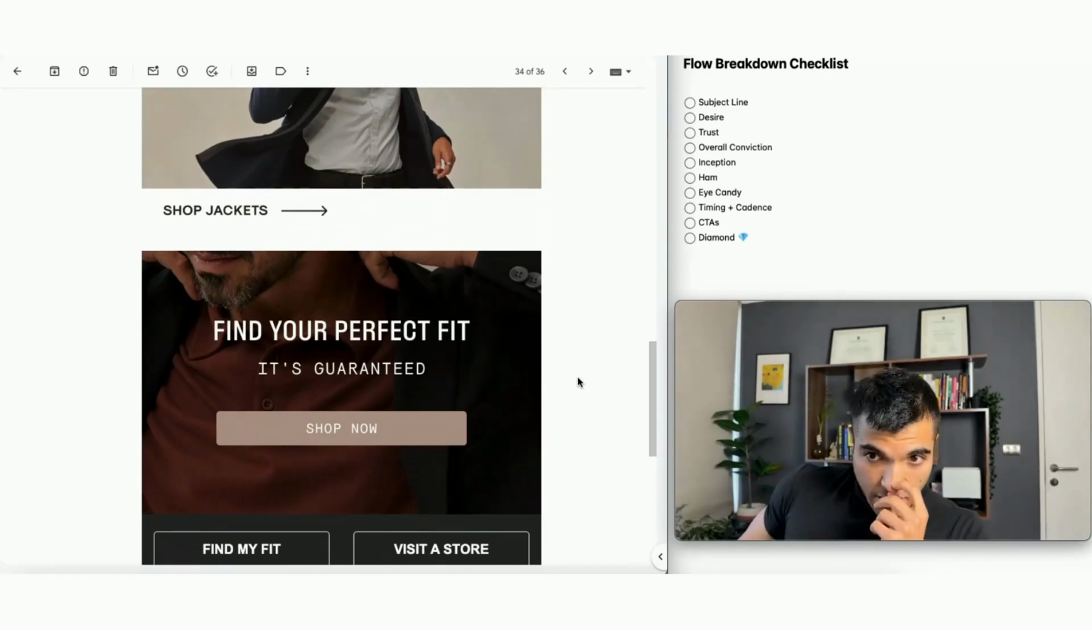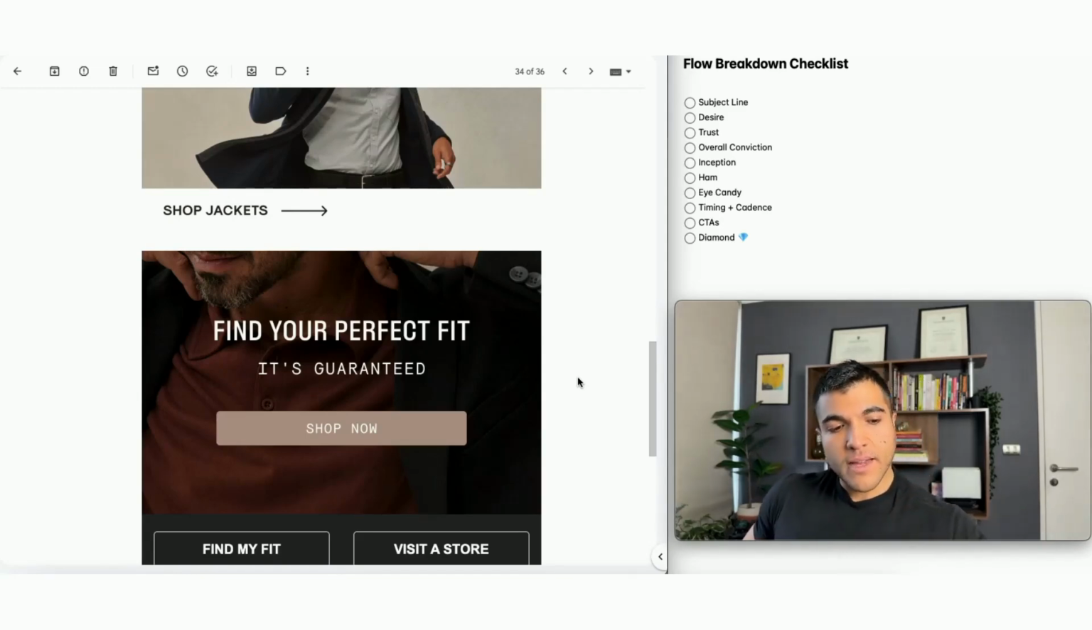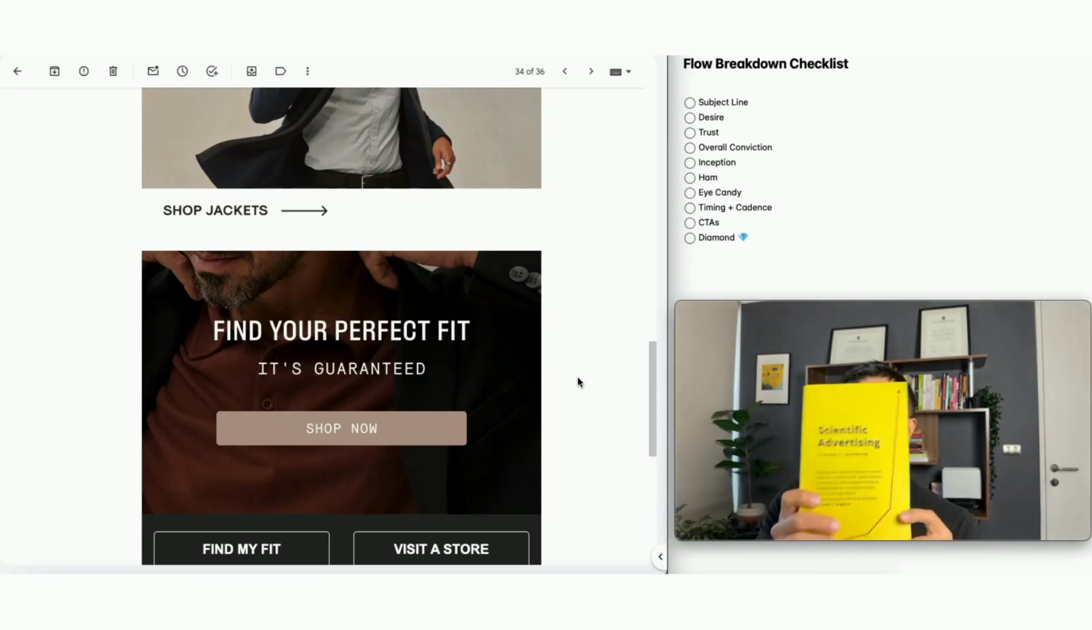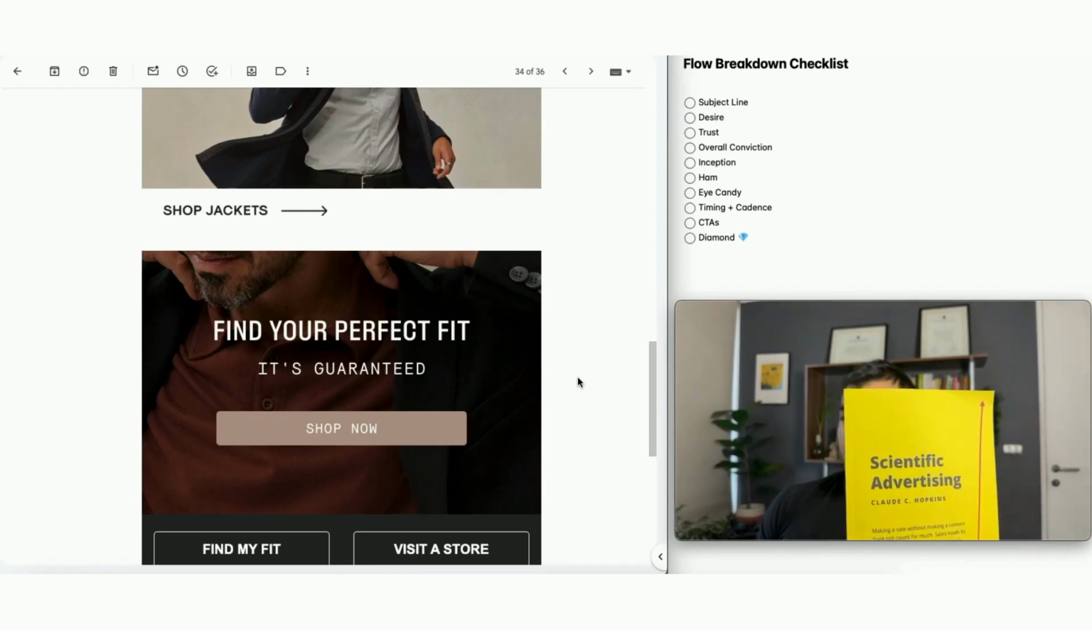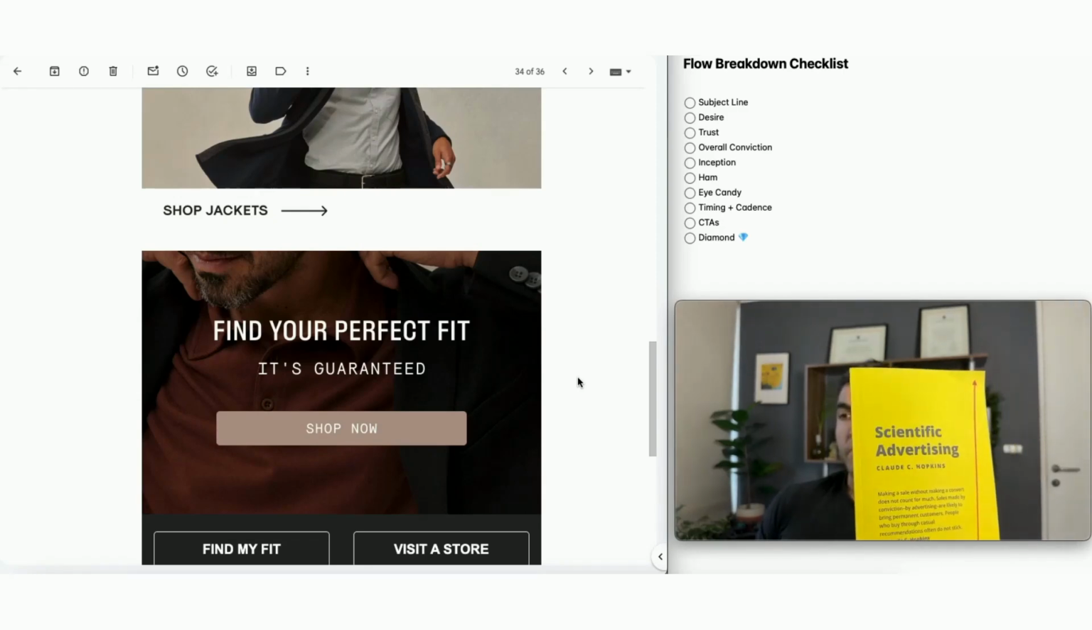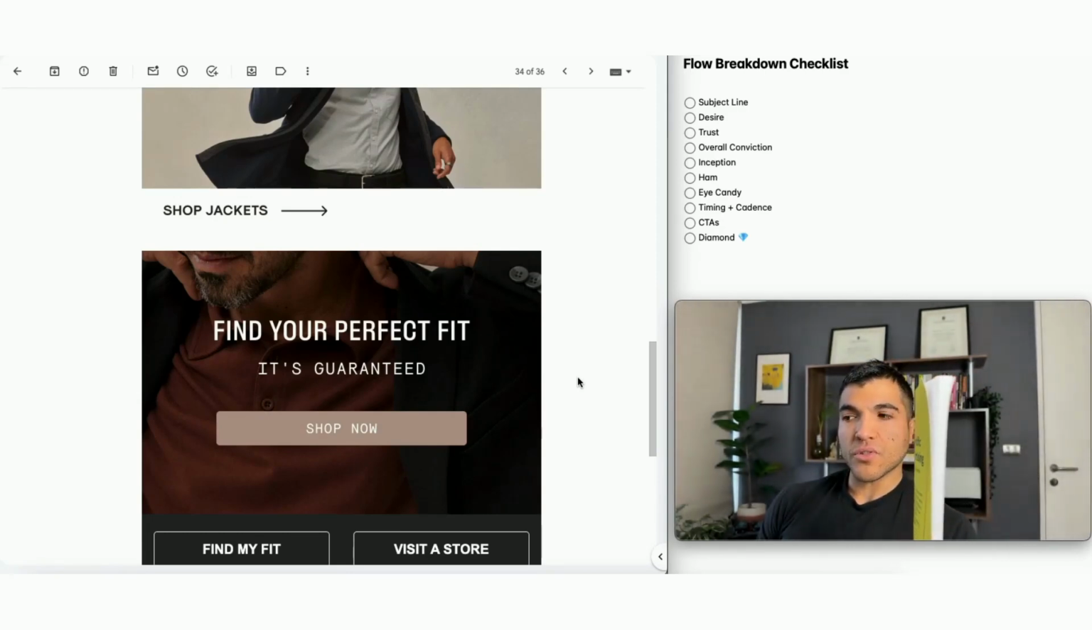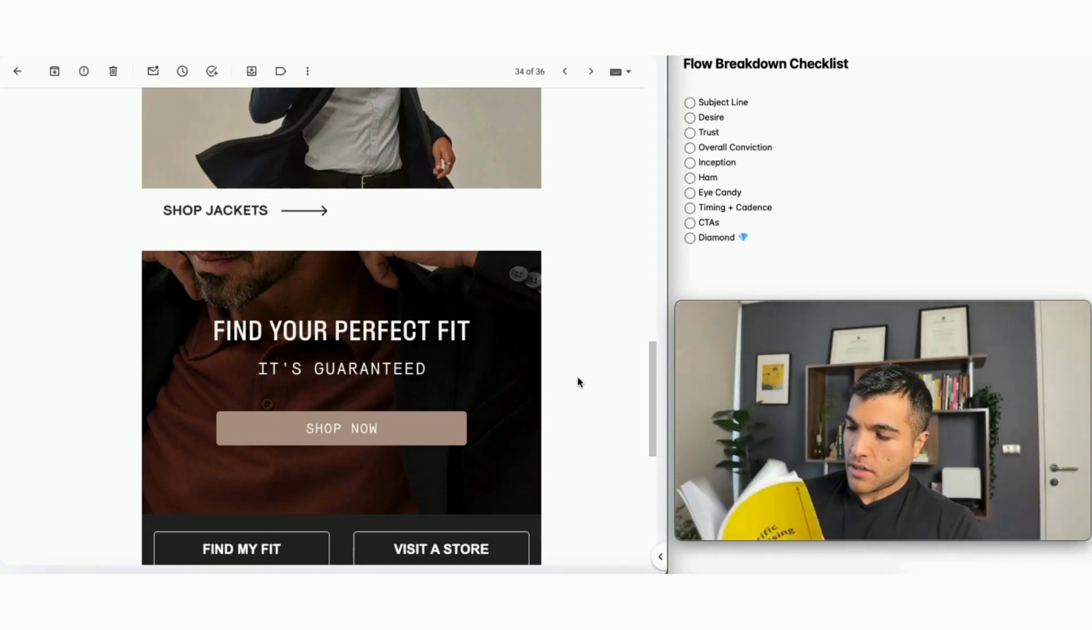It's not as specific. So that is, if you haven't read this book, do it. It's going to change your approach to marketing and advertising forever. It's a super short read. You read it in 3 trips to the bathroom.